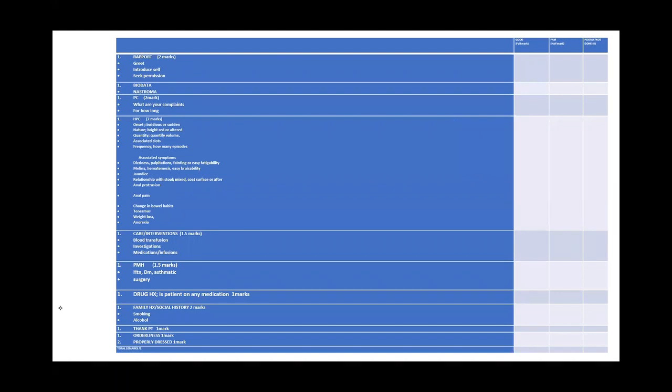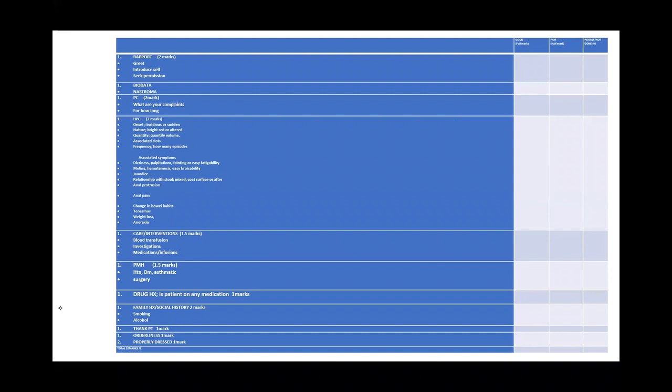If you notice, there are 3 columns: good, fair, poor or not done. When you ask all the questions, you get your full mark. When you ask fairly, you will get half of the mark in that section. If you ask poorly or you do not ask, you will get 0 in that section. Now, you follow the steps.